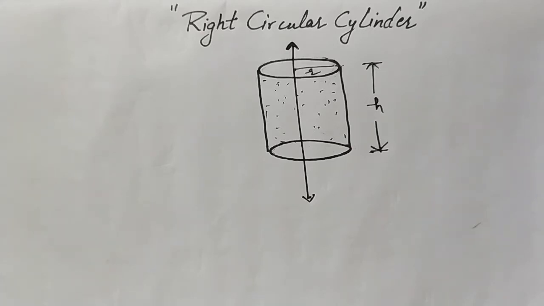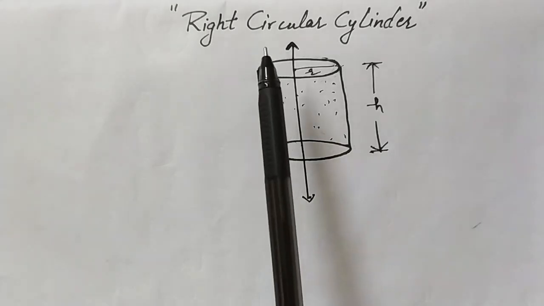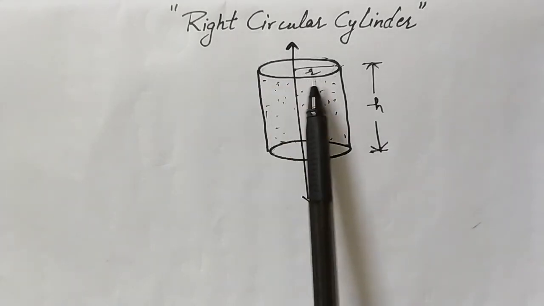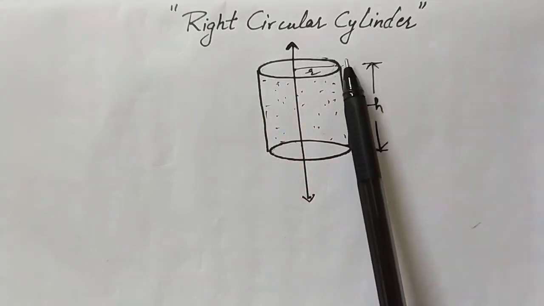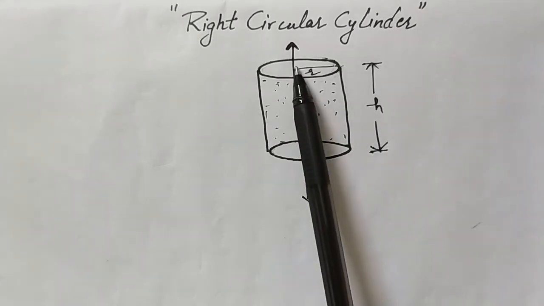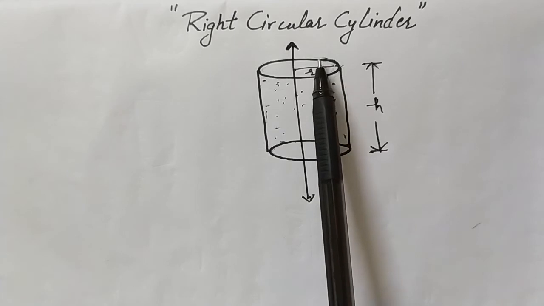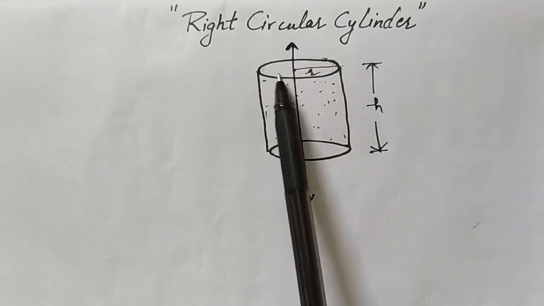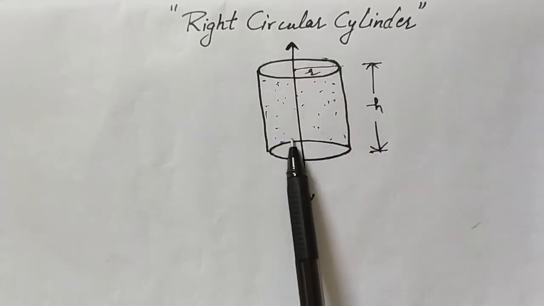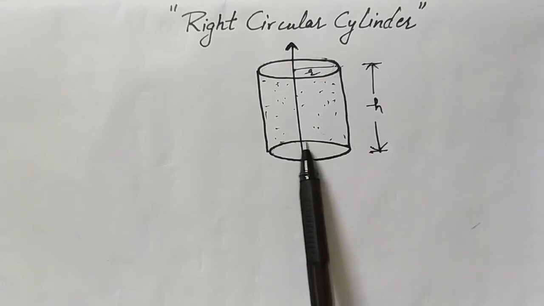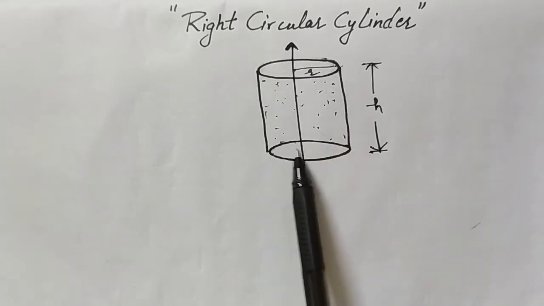In this class we'll discuss the right circular cylinder, and I have drawn this right circular cylinder. This is its height, this is the radius of the right circular cylinder, and it has two circular plane ends. This is the first circular plane end and this is the second circular plane end. These are also called the bases of the cylinder.